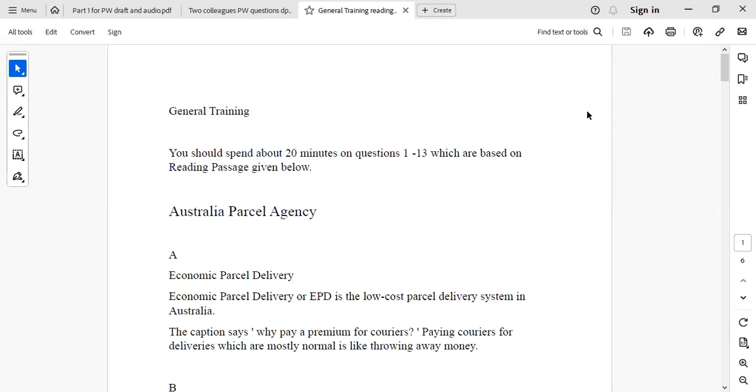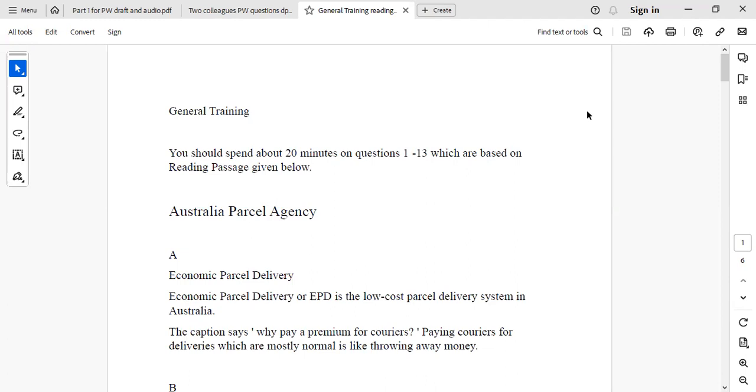All right. I would like to say one thing. General training is a completely different module that IELTS test takers take for the purpose of migration, business visas, or other options, such as looking for permanent residency in a particular country. So it all depends on your objective for taking the IELTS. This paper is different, especially in the reading section. Your passage number one and passage number two would be different compared to academic.